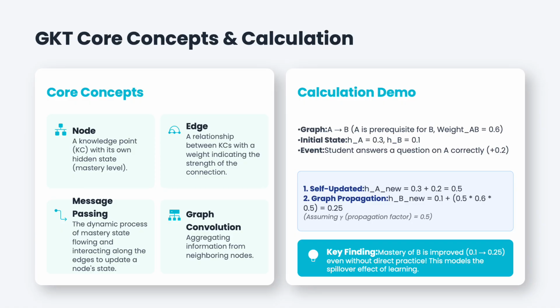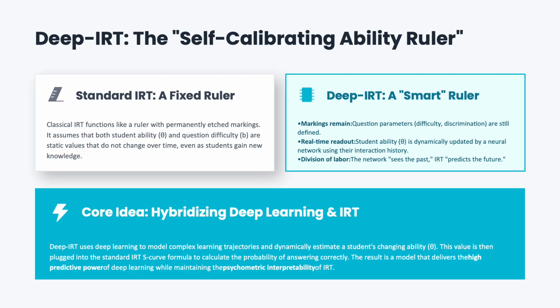Next up is Deep IRT, which offers a fresh perspective on measuring student ability. Let's think about a ruler. A standard IRT ruler is a fixed measuring stick. It has a set scale, and it uses that same scale to measure every student's ability and every question's difficulty. But what if the ruler itself could be smarter? That's Deep IRT. It's a self-calibrating ruler.